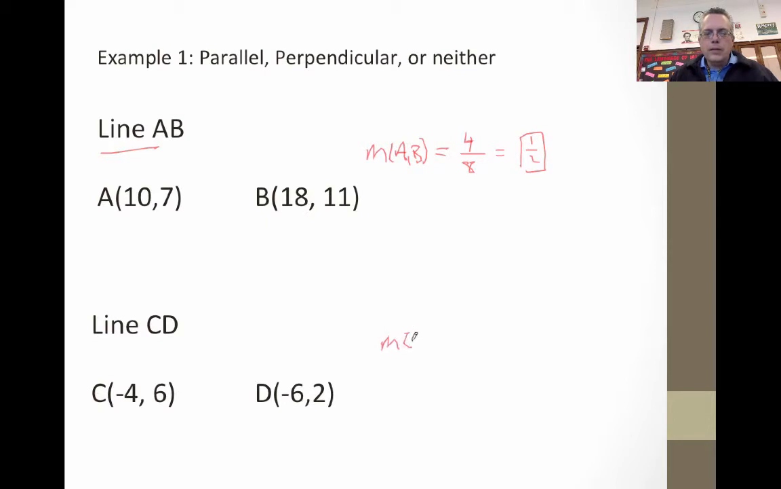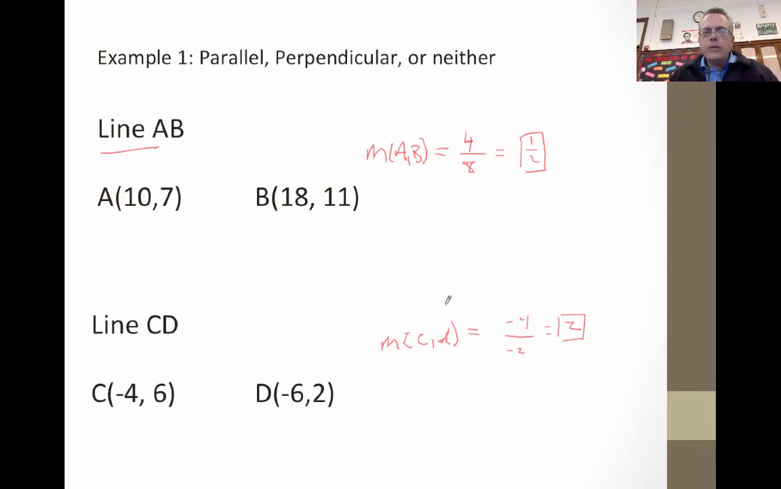So for CD, we'll find the slope between C and D. To find the slope of that line, 2 minus 6 is -4, and in the denominator, -6 minus -4 is -2. And so -4, oh wait, 2 minus 6 is -4. -6 minus -4 is -2. -4 divided by -2 is +2. I had to double check my math here real quick. Okay, so remember, when you subtract a negative, it's the same as adding a positive. So -6 minus -4 is the same as -6 plus 4, which is -2.